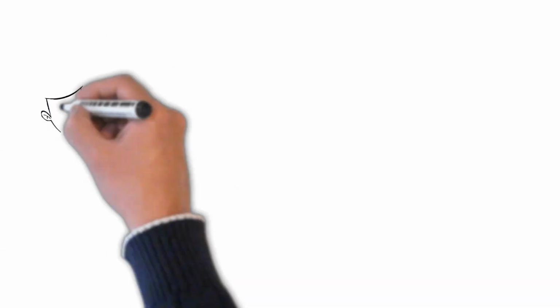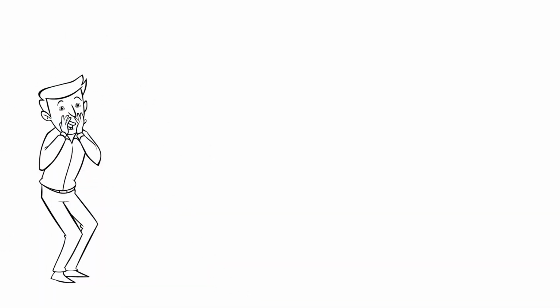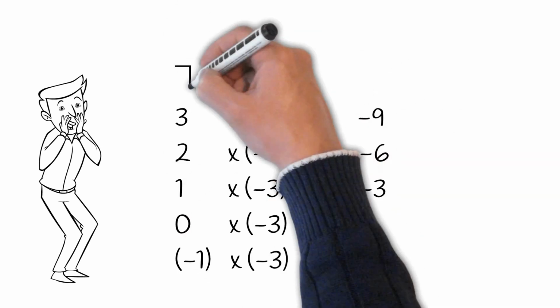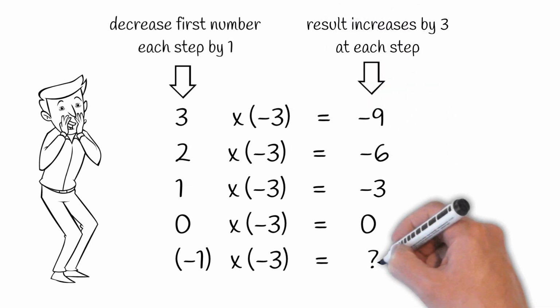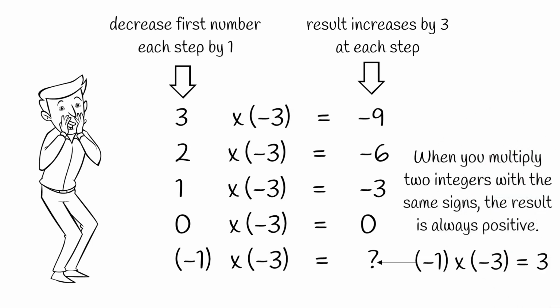And what about if both integers are negative? This can also be obtained by using the same method. Say this sequence. We decrease our first number each step by 1. Then the result increases by 3 at each step. What would you write here? From the sequence, we expect negative 1 times negative 3 equals positive 3. That is, when you multiply two integers with the same signs, the result is always positive.